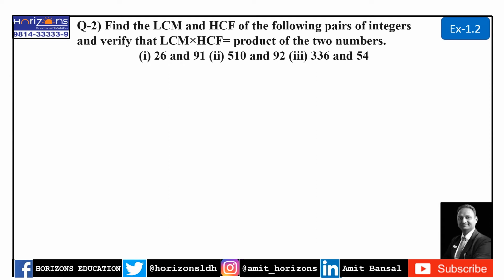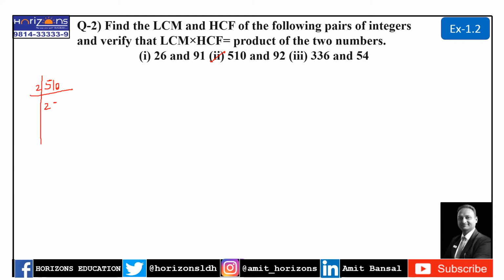Question number 2. Find the LCM and HCF of the following pair of integers and verify that LCM into HCF is equal to the product of the two numbers. So I'll take again one example. Let me do 510 and 92, that is the second part for you. First of all, I'll find the prime factorization of 510.